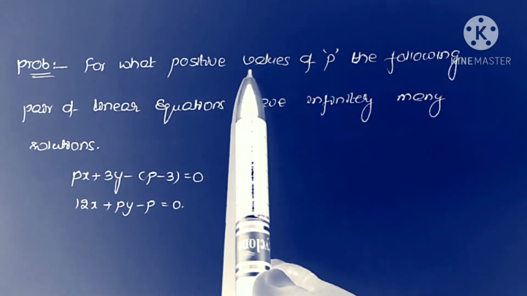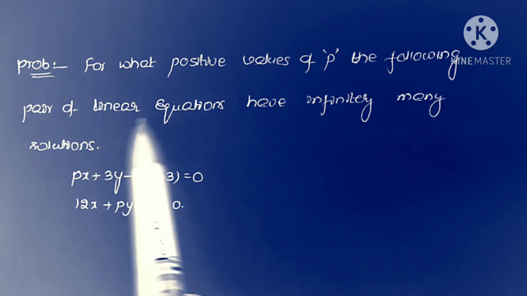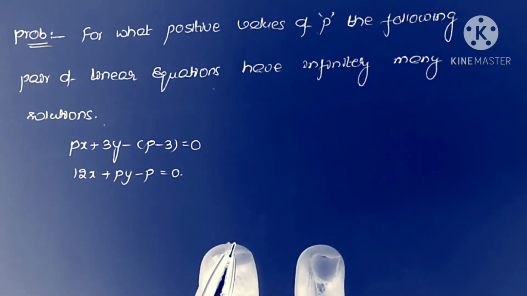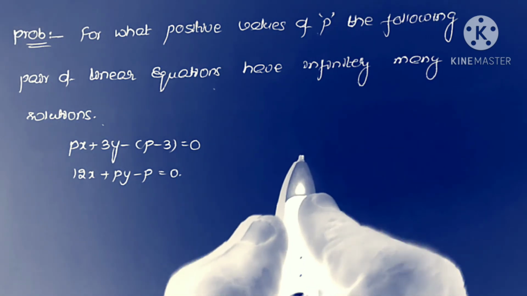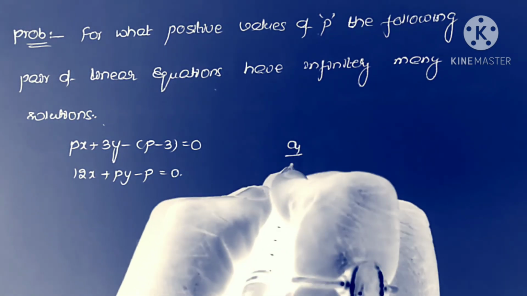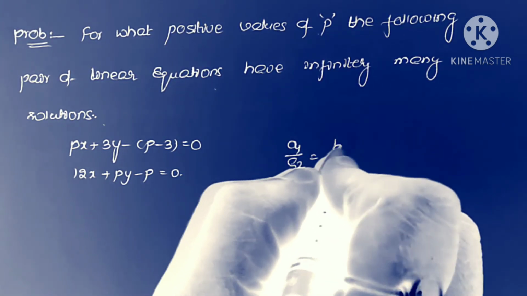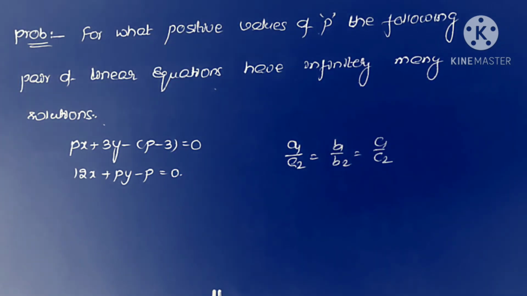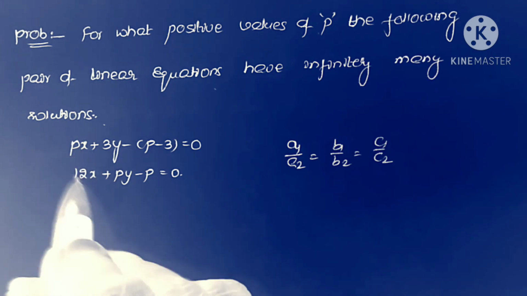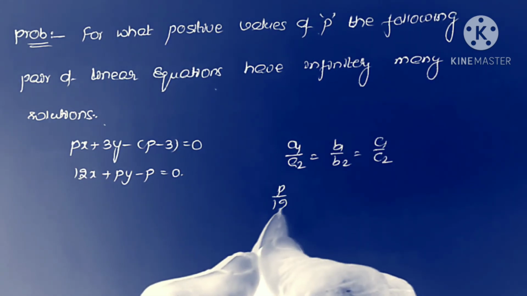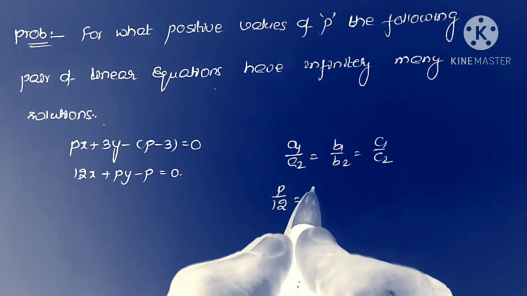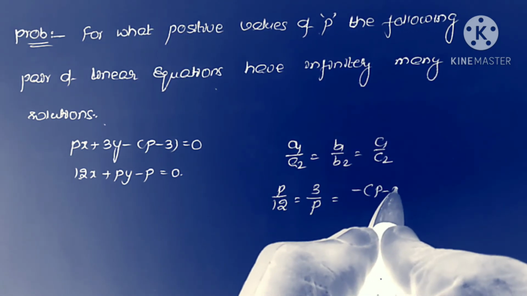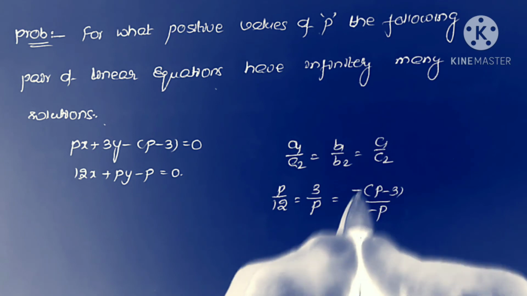Next problem: for what positive values of p does the following pair of linear equations have infinitely many solutions? So infinitely many solutions means what is the condition? Coincident lines. The condition is a1 by a2 is equal to b1 by b2 is equal to c1 by c2. Now applying the condition, a1 by a2, p by 12, is equal to b1 by b2, 3 by p, is equal to c1 by c2, minus of p minus 3 by minus 3.